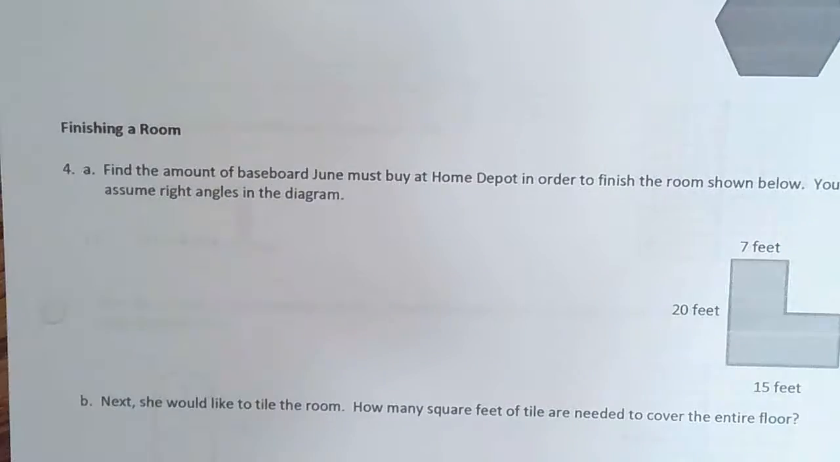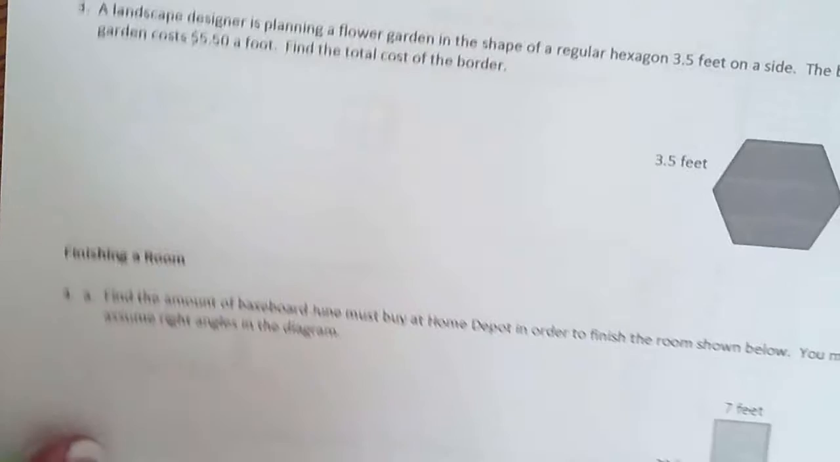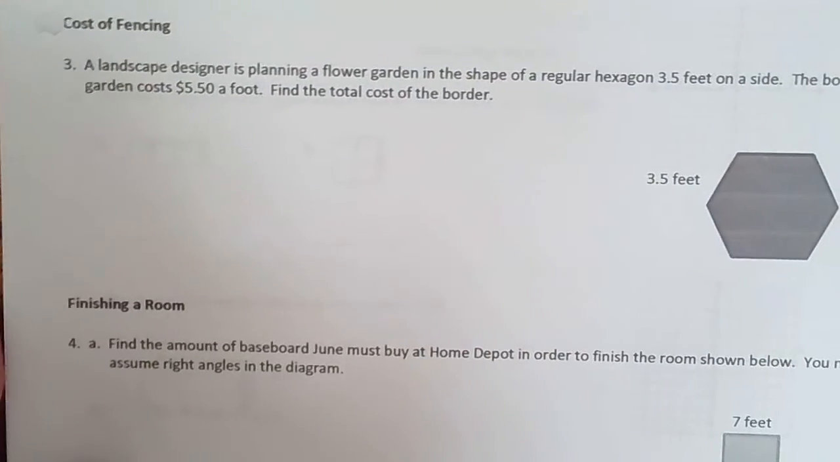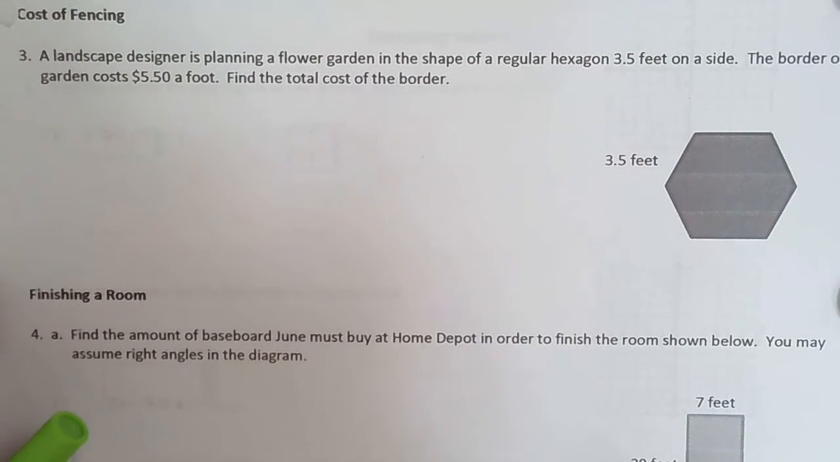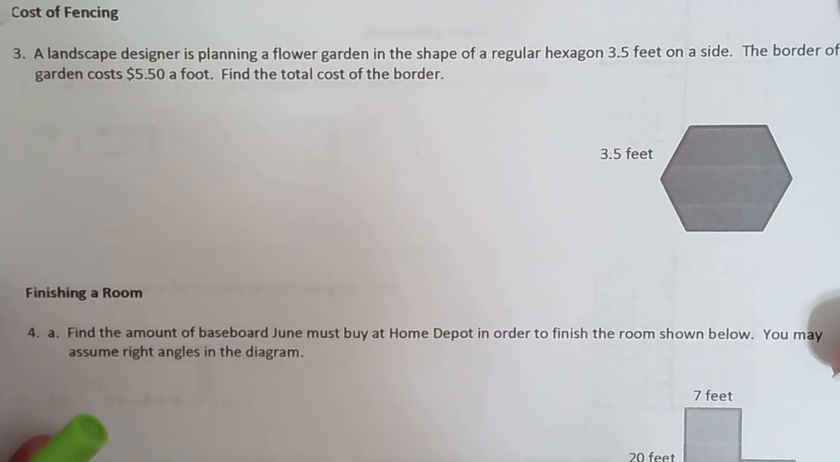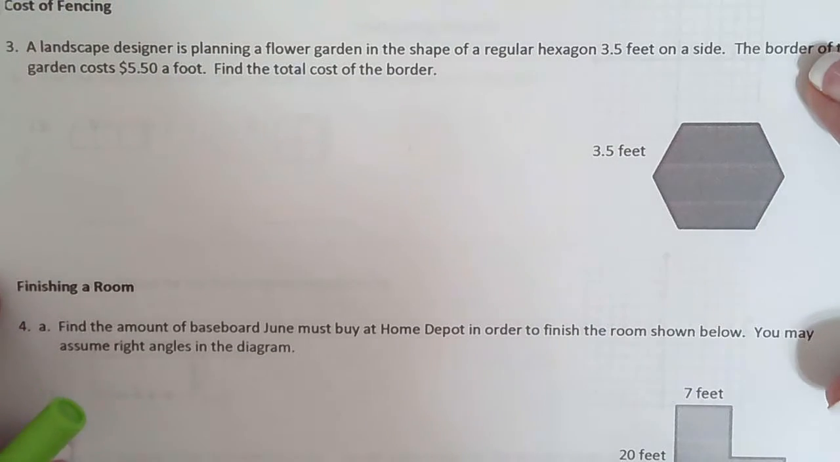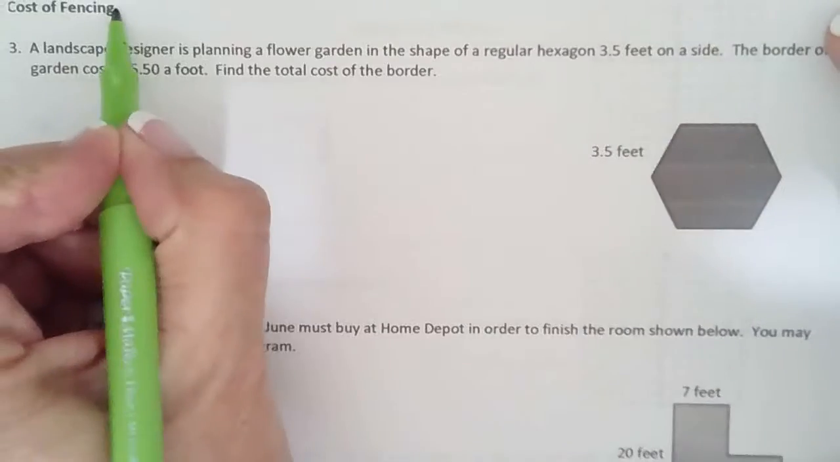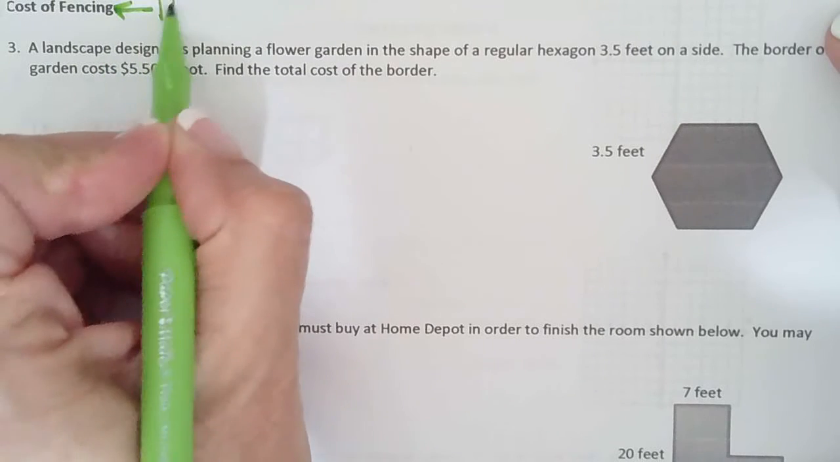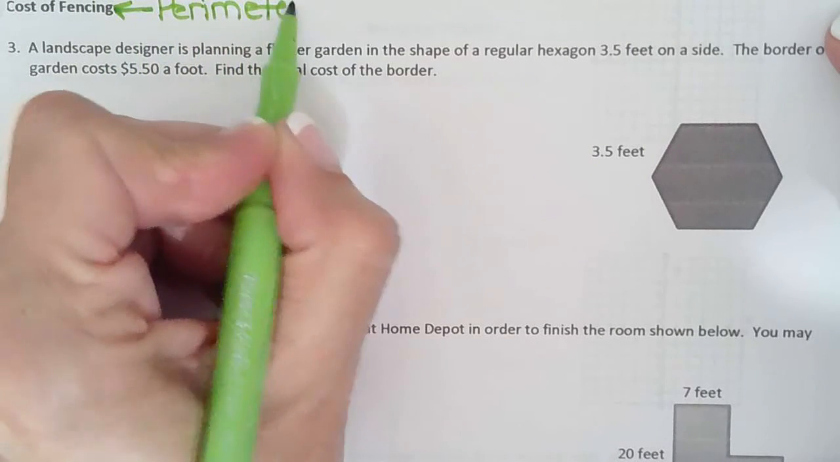So fencing, what should I be thinking about when I see cost of fencing? Fencing is around the outside, right? So when it's around the outside, that means perimeter. So fencing is perimeter because it's around the outside.